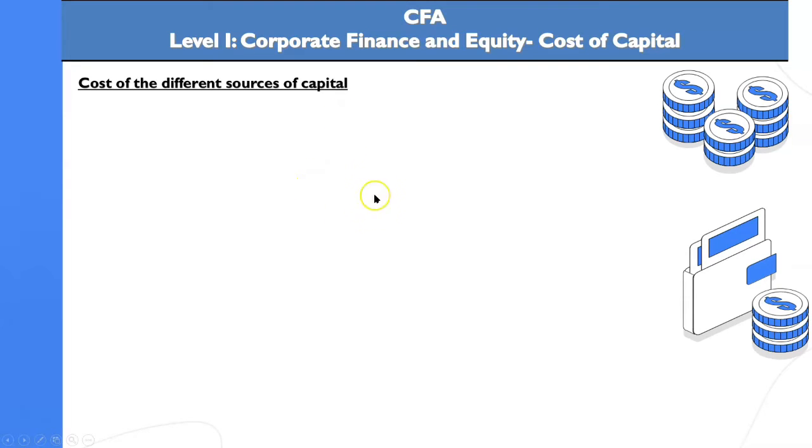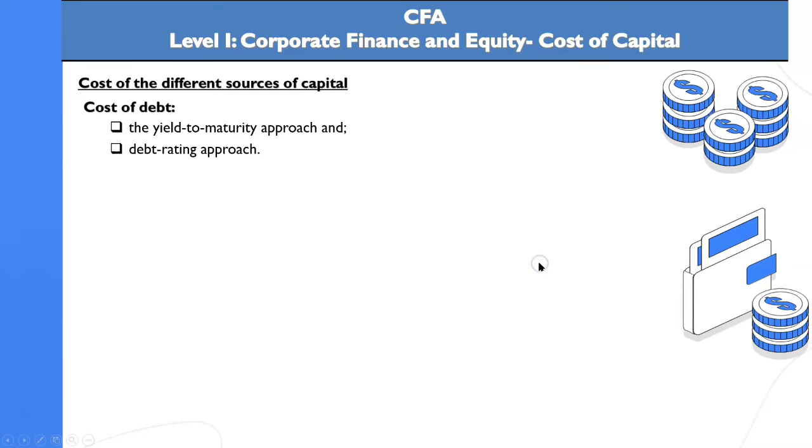There are so many sources. Let us see each source separately. We will start in this video with the cost of debt and how to calculate it. There are 2 ways to calculate the cost of debt: yield to maturity, which I think all of you know, and the second one, the debt rating approach. Yield to maturity we'll discuss here, but for now, let me talk a little bit about debt rating.